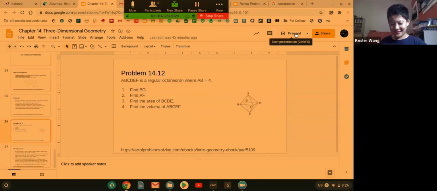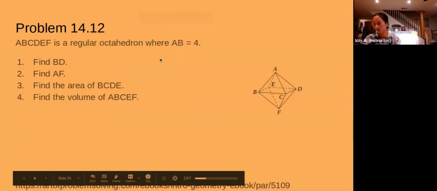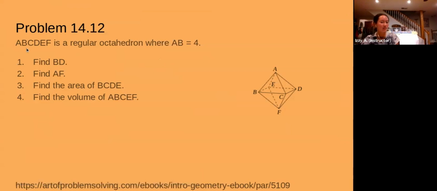We have 4 minutes left, so we can do this last problem, and then we can call it a day. All right. So ABCDEF is a regular octahedron where AB is equal to 4, and we want to find BD, AF, the area of BCDE, and the volume of ABCDEF.